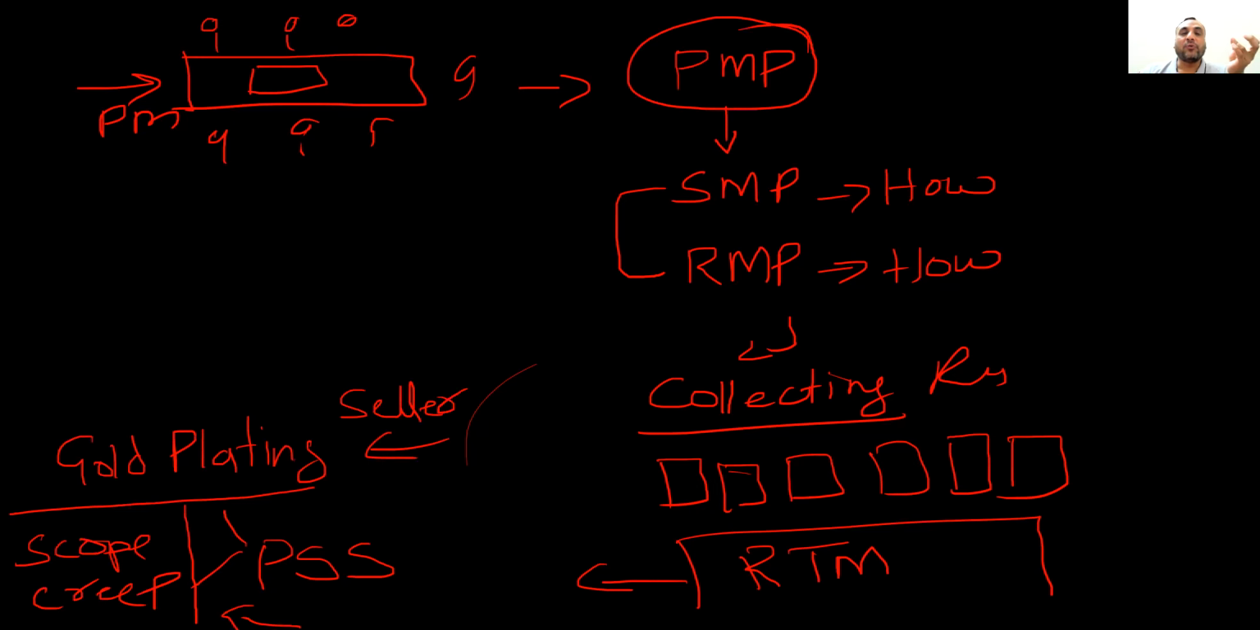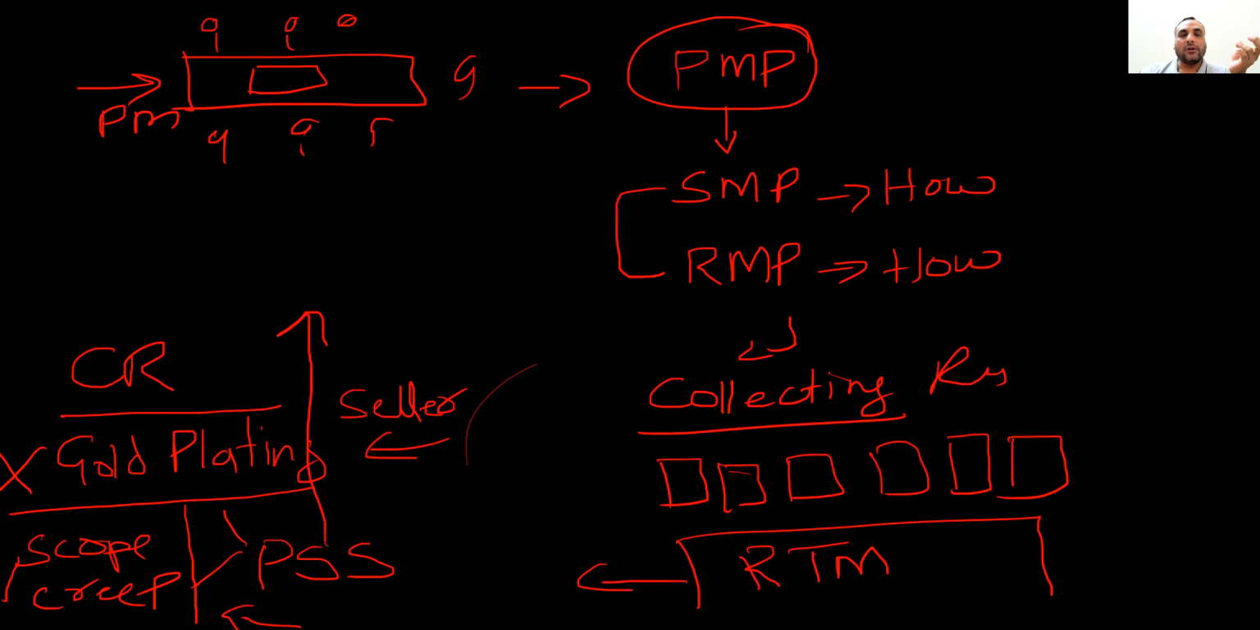While gold plating is what? Providing extra to the scope, and both are criminal acts. They should not be done, because if you want to do anything, it should be done with the help of a change request. So when the project scope statement is done, what do we do?